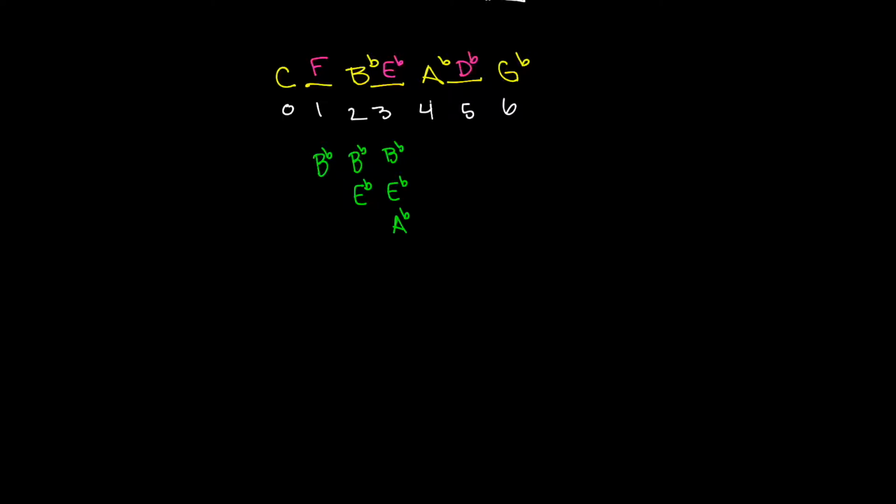What's inside of an A flat major? That would be B flat, E flat, A flat, and D flat. What's inside of D flat would be B flat, E flat, A flat, D flat, and G flat. And if I thought to myself, what's inside of a G flat? B flat, E flat, A flat, D flat, G flat, and a little tricky here, C flat. So that would be the last one you have to memorize.